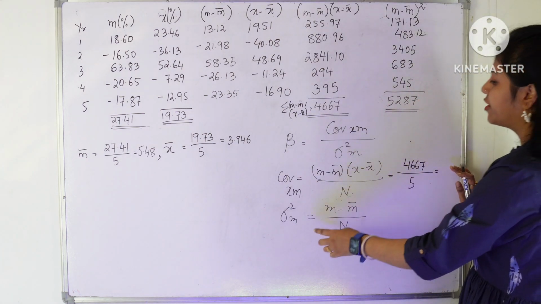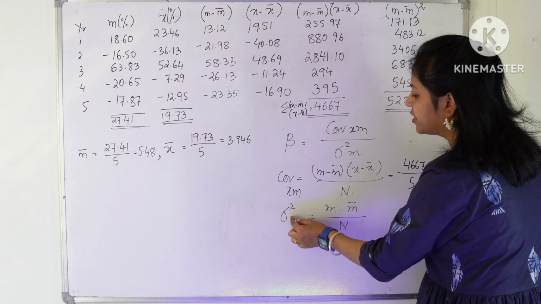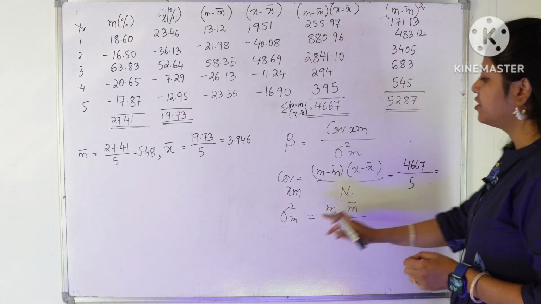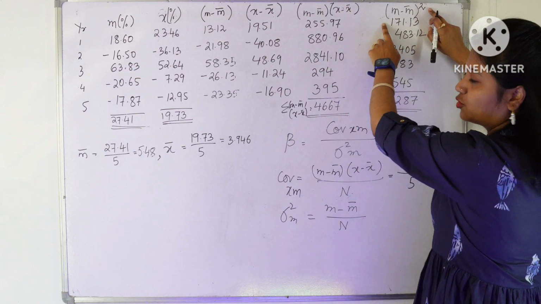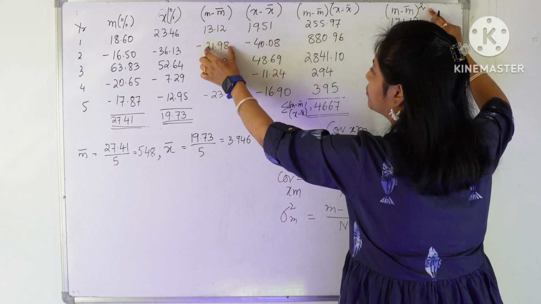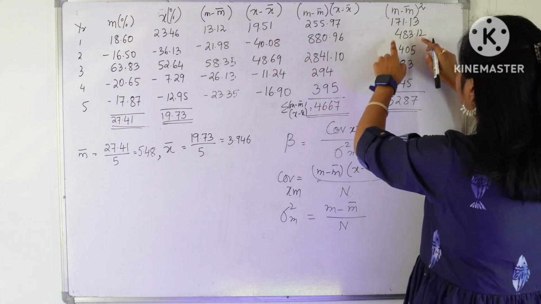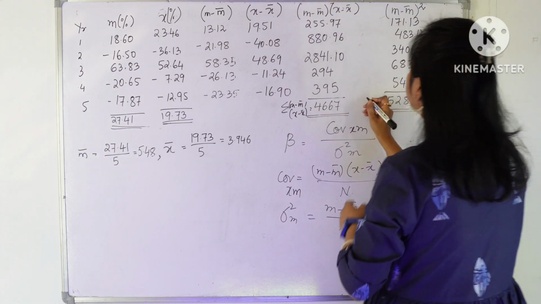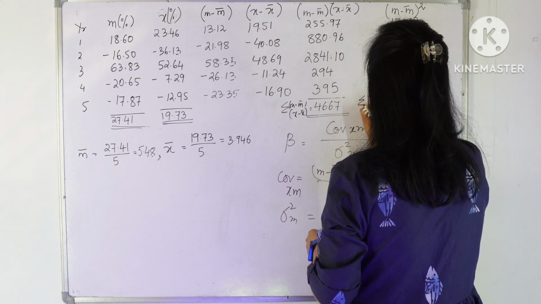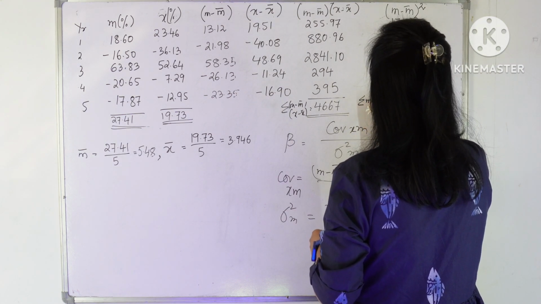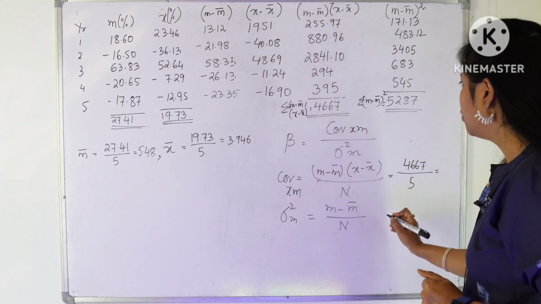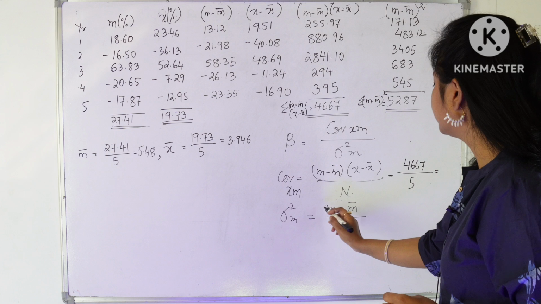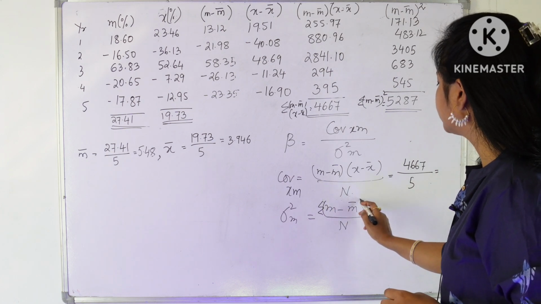Now coming to finding variance. This is variance of M. For variance of M, we have to find out M minus M bar whole square. So we find the square of these values and then we total it. We get sigma M minus M bar whole square. So this is 5287.